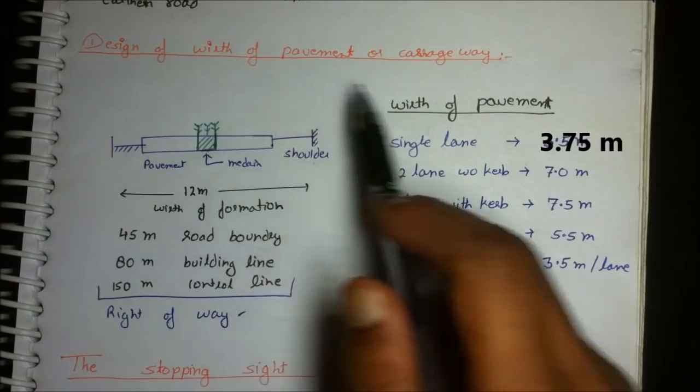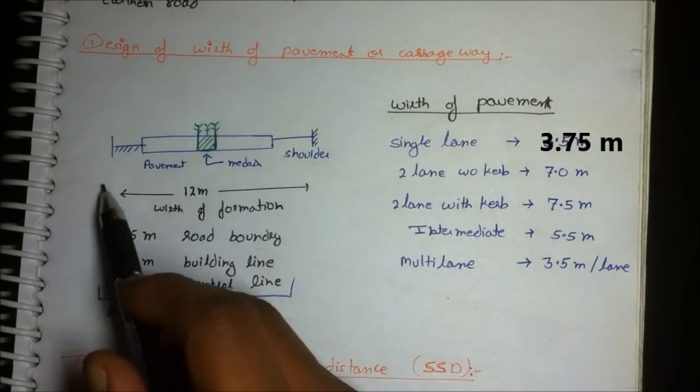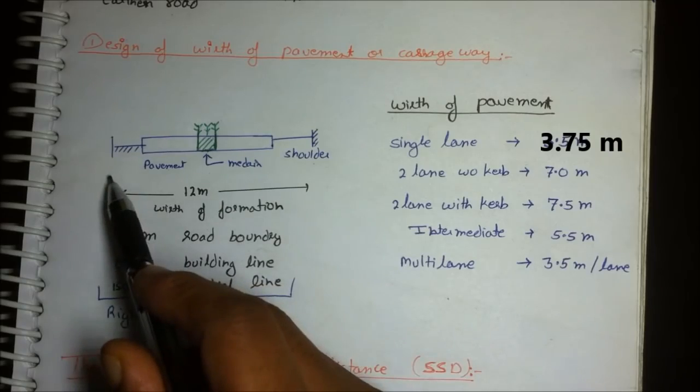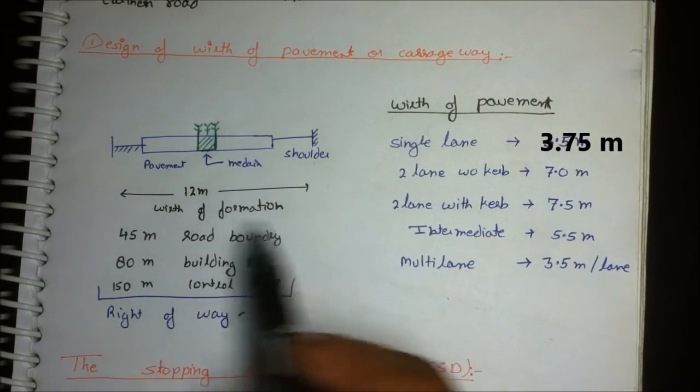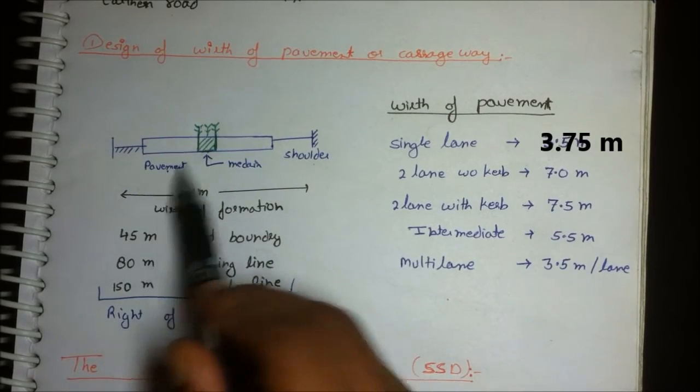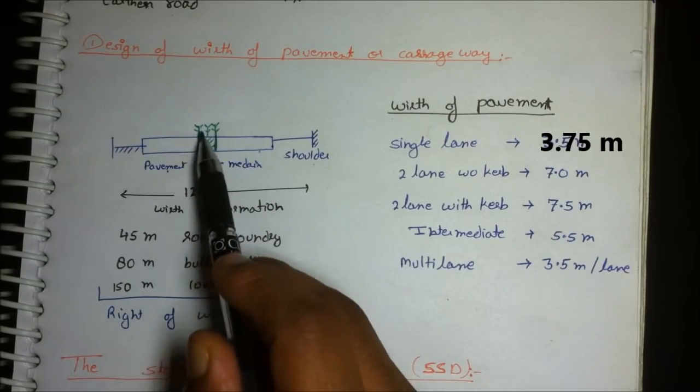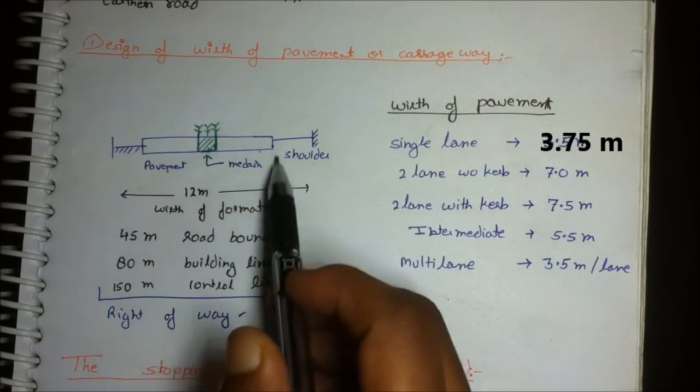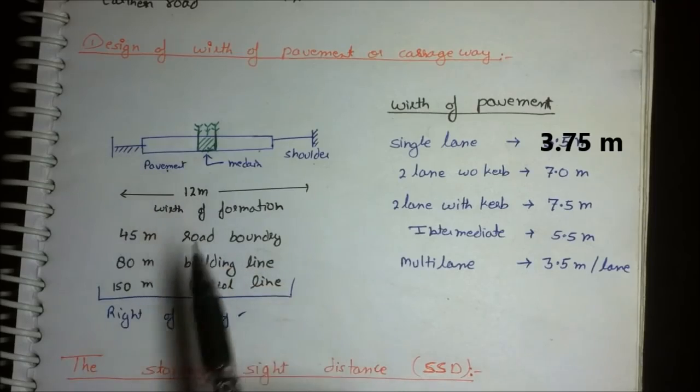Now coming up to the design of width of pavement or carriageway, the total length in which our main essential highway is constructed is known as width of formation, which is 12 meter. It consists of two pavements, one median where the plantation is done and two shoulders just along the pavement lines.